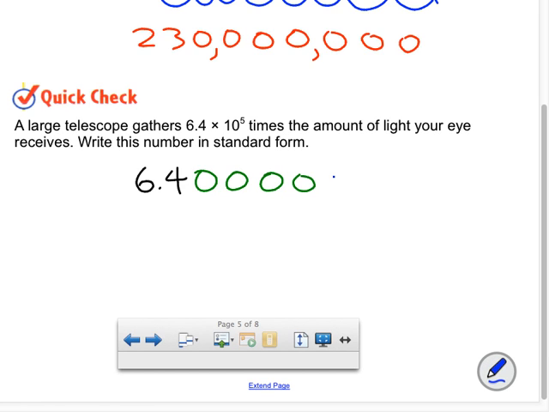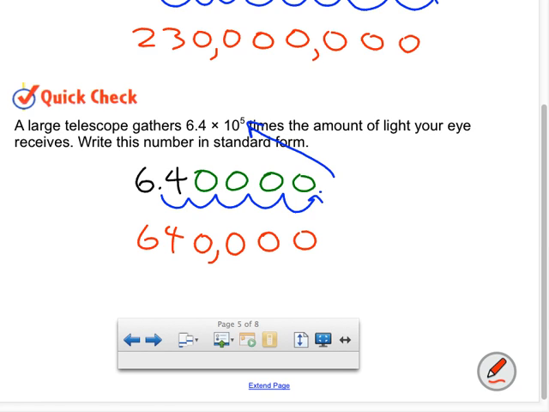This number right here says I got to move it 5 places. So 1, 2, 3, 4, and 5. So if I rewrite that number, throw some commas in, what's that number, Saki? 640,000. Did everybody get that? Any questions about this? No. Okay.